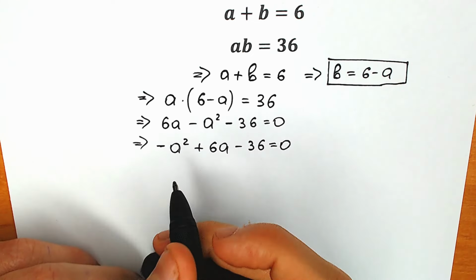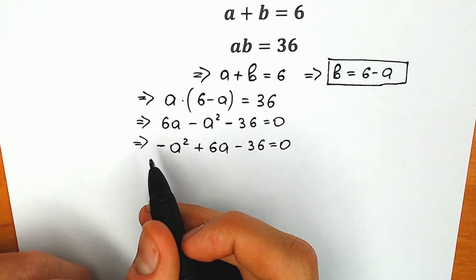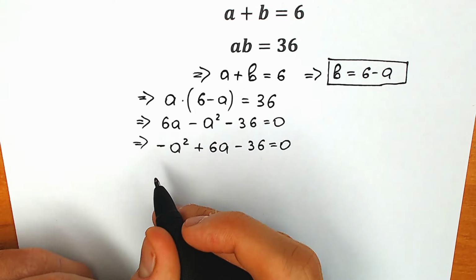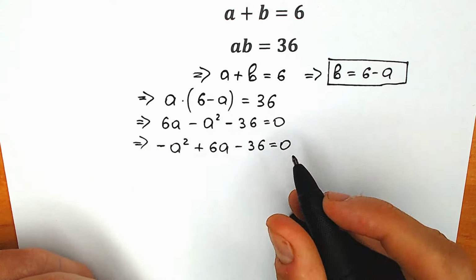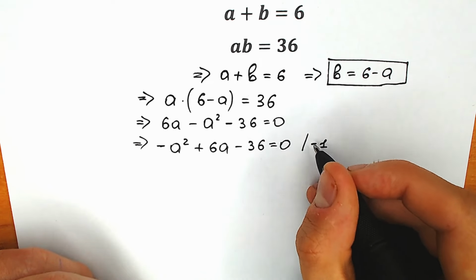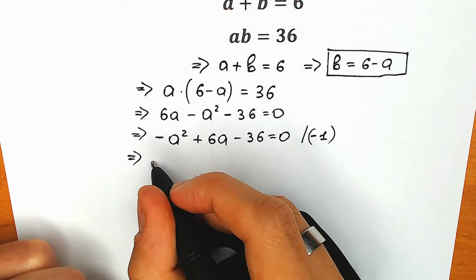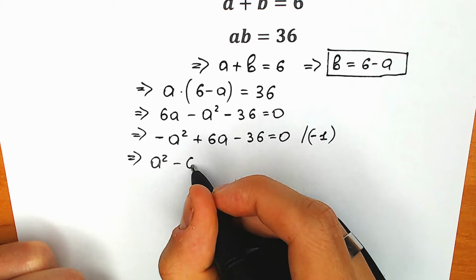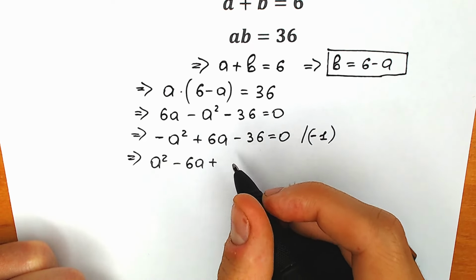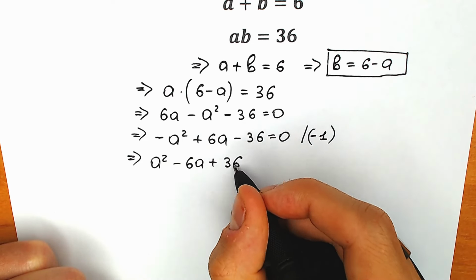Right now we don't need this negative sign, because a lot of students prefer the classic version with a squared with the positive sign. So that's why we're going to multiply both sides by minus 1. Okay, so let's do it right now. As a result, we have a squared minus 6a plus 36. This is our quadratic equation.